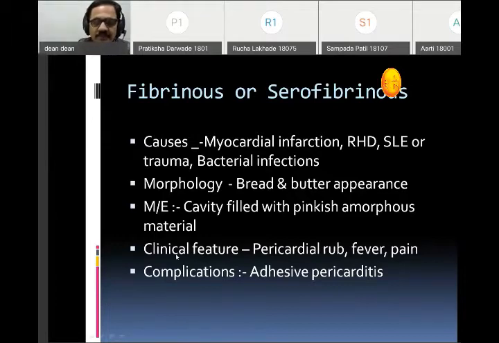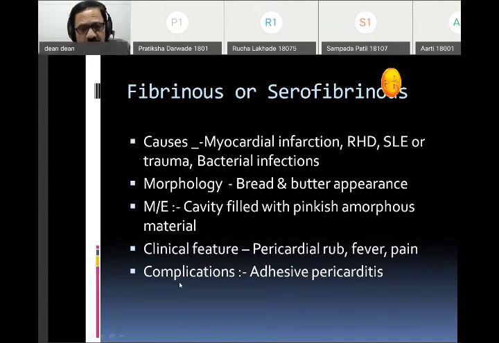What are the clinical features? How does the patient present? There are three features seen. One, pericardial rub. That is a characteristic feature. You apply a stethoscope, you will hear the sound of the pericardial rub. This is because the two layers of the pericardium are rubbing over each other. That is called pericardial rub. Fever, it is because of the inflammation. Pain, again, it is because of the inflammation. So these are the three important clinical features of fibrinous type of pericarditis.